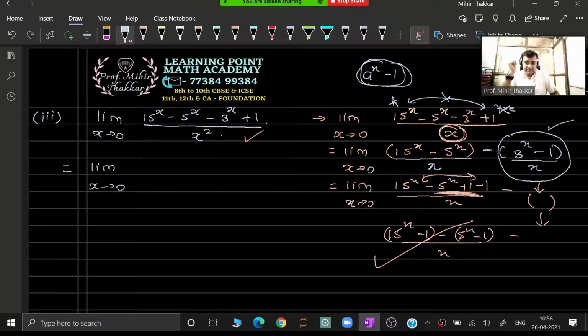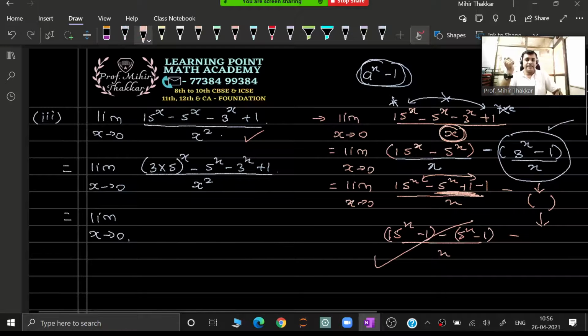Limit as x tends to 0. This 15 raised to x, I will split it as 3 into 5 whole raised to x minus 5 raised to x minus 3 raised to x plus 1, divided by x square. Then limit as x tends to 0. You know the rules of indices. This power can be applicable to both the terms inside the bracket.